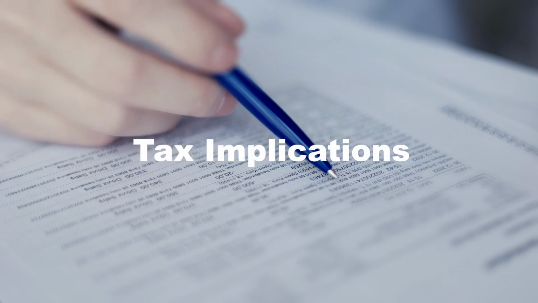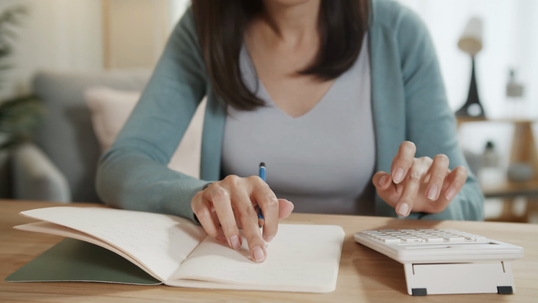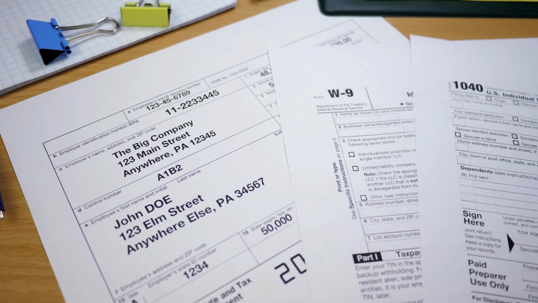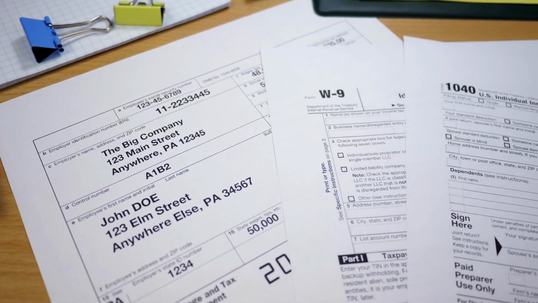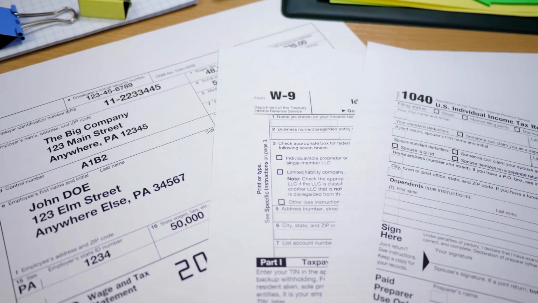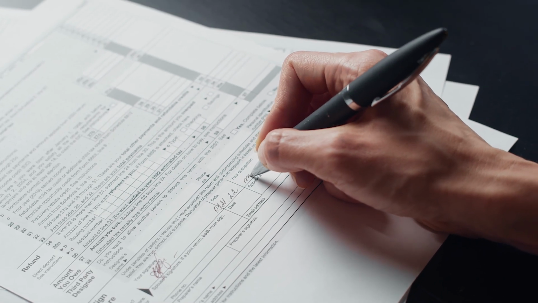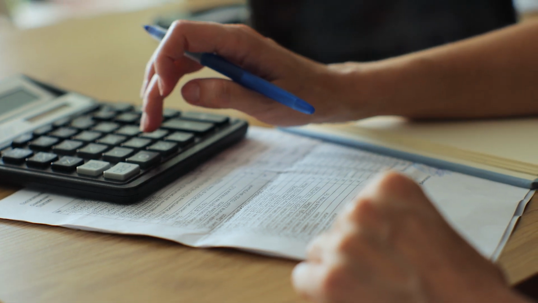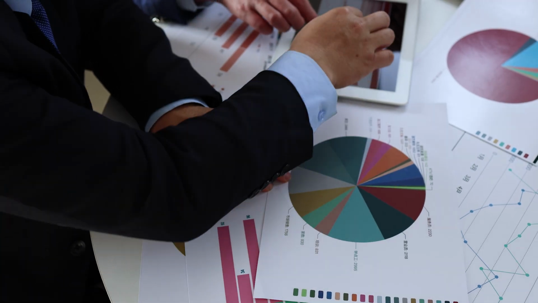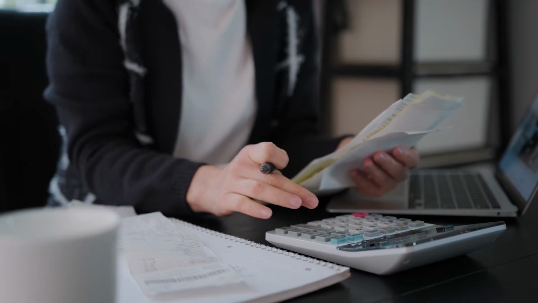Tax implications. Tax analysis. Understand the tax implications of investing in property abroad. This includes property taxes, capital gains taxes, and any tax treaties between your home country and the country of investment. Seek professional tax advice to ensure compliance and optimize your tax strategy. Tax incentives. Look for countries that offer tax incentives or benefits for foreign property investors, such as reduced tax rates or tax holidays.